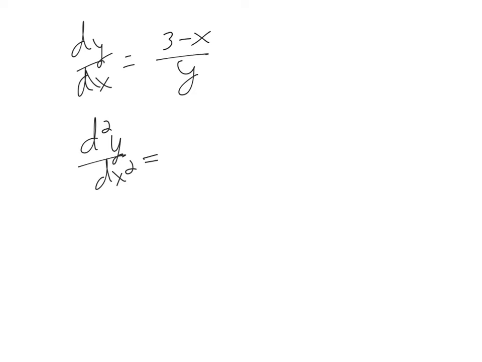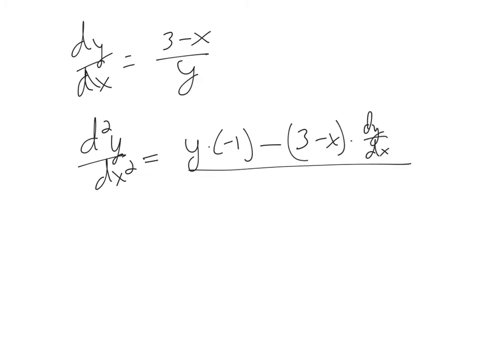So I've got the denominator times the derivative of the numerator, which is negative 1. Oops, not plus. Subtracting with the quotient rule, minus the numerator, 3 minus x, times the derivative of the denominator, which is 1, but I've got to multiply it by dy/dx. I'm doing implicit differentiation, and that is all over y squared.